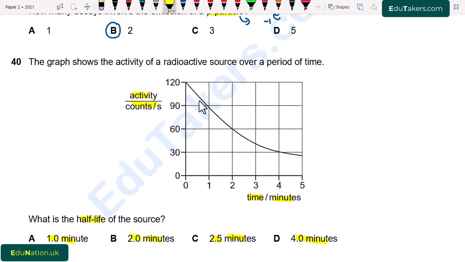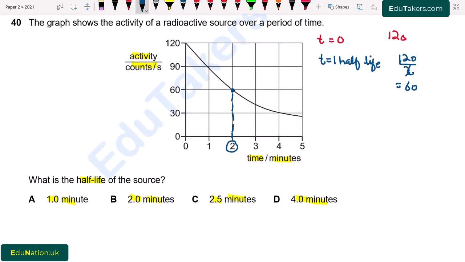Half-life is the time during which the count rate becomes half. So first of all, I suppose that initially when t is equal to 0, the count rate is 120. When the first half-life passes, the count rate reduces and it will be equal to 60. So here 60 is at this point, and I join this point with the time axis to find out time. Here time is 2. It means that the half-life of the source is equal to 2.0 minutes. So option B is correct from here.